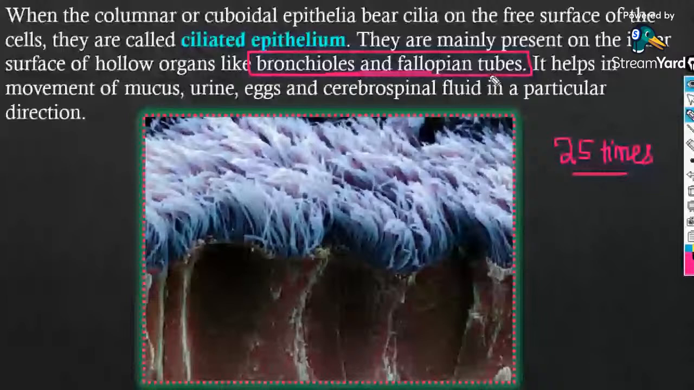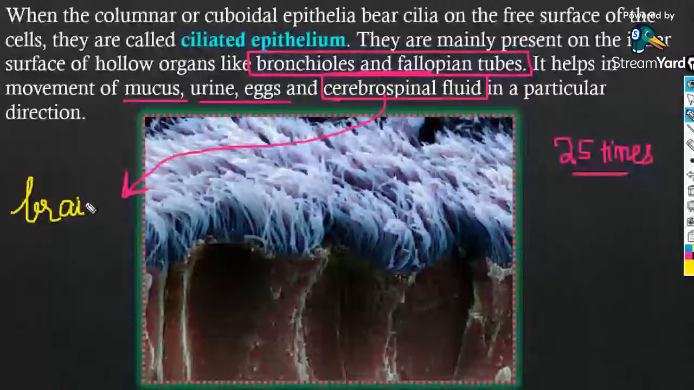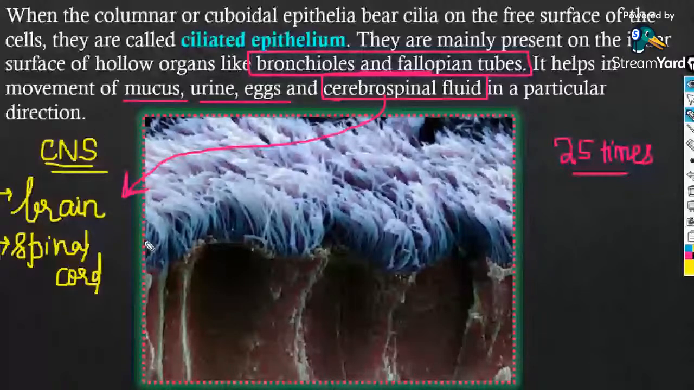What is the main function? Due to the presence of cilia, they help in the movement of mucus, urine, eggs, and the cerebrospinal fluid. Guys, what is cerebrospinal fluid? It is actually surrounding the brain and the spinal cord, which come as a part of the central nervous system. It is a fluid that surrounds the brain and the spinal cord.